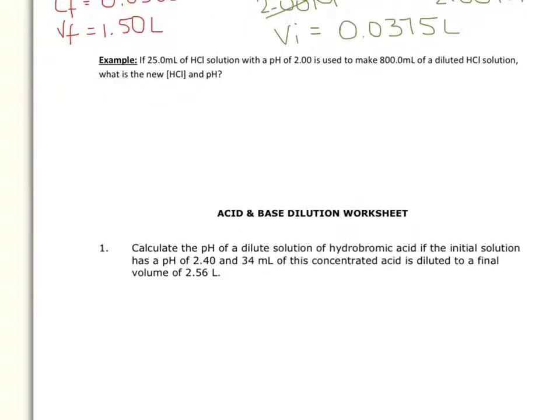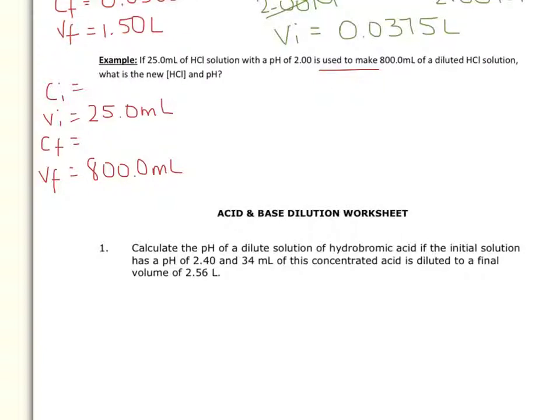Our final example is if 25 milliliters of hydrochloric acid solution with a pH of 2 is used to make 800 milliliters of a diluted hydrochloric acid solution, what is the new concentration of hydrochloric acid and the new pH? So we have CiVi equals CFVF. So let's find each one of these variables now. We have 25 milliliters of a solution is used to make. So this is our initial volume. And we're making a new 800 milliliter solution.